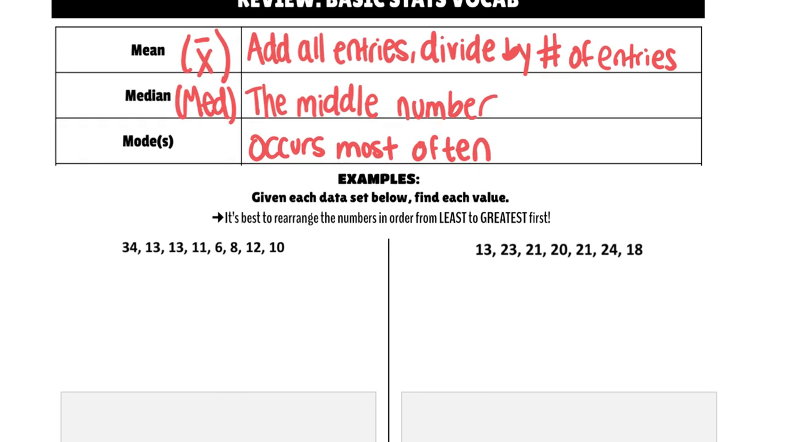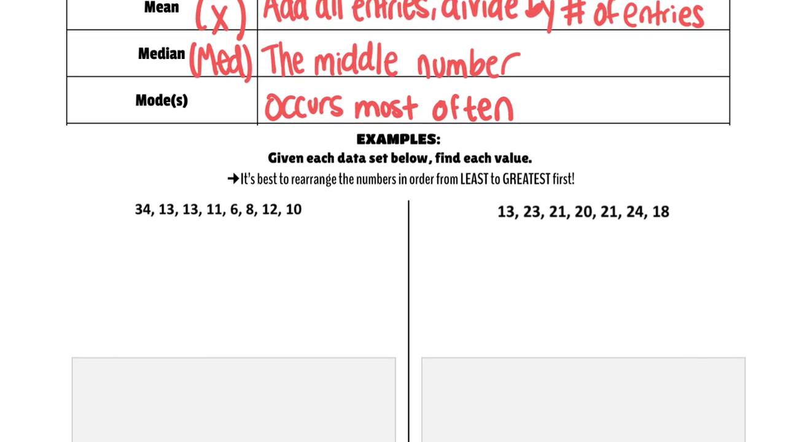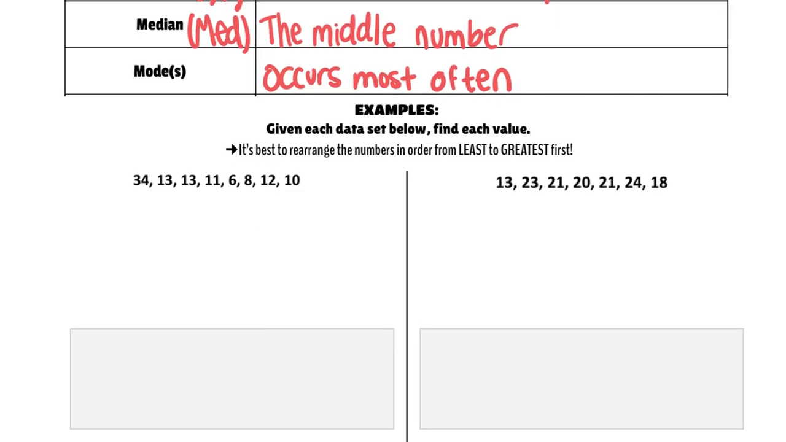So the mean, median, and mode. It says given each data set below, find each value. So it wants us to find the mean, median, and mode, even though it doesn't really specify that, but we're finding each of those measures of average for each of these sets. There's a little note to arrange them in order from least to greatest first. So I'll do that on this one, although we actually don't really have to. I'm going to show you another way of doing it on the next one. Sometimes I like to underline them to make sure I don't forget anything. Then 10, 11, 12, there's two 13s, and there's a 34. So that's 1, 2, 3, 4, 5, 6, 7, 8 data values.